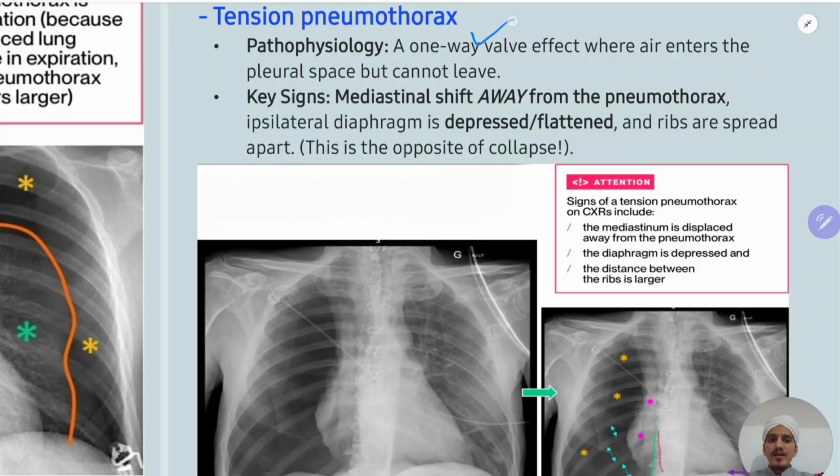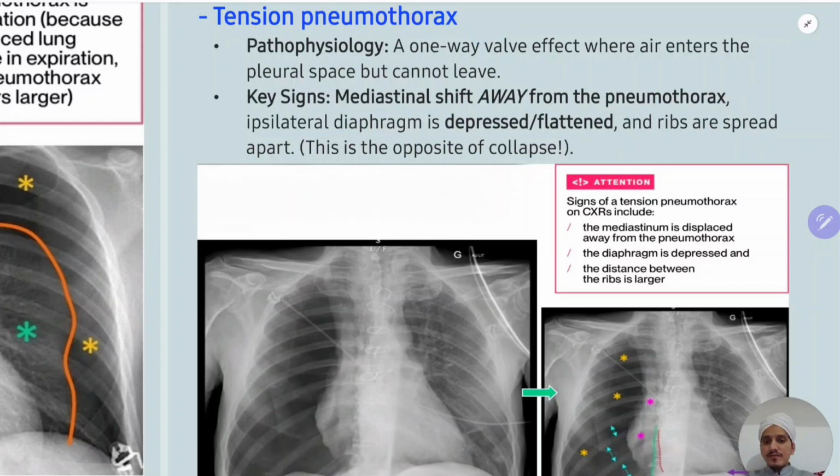So the pathophysiology is a one-way valve effect where air enters the pleura but cannot leave. The key sign is mediastinal shift away from the pneumothorax, and the ipsilateral diaphragm will be depressed or flattened, and the ribs are spread apart. This is the opposite of collapse. So you need to differentiate between tension pneumothorax and collapse of the lung. Collapse will pull the structures: the diaphragm, the mediastinum, the trachea, the fissures. So everything will be pulling. But in pneumothorax, it will be opposite. It will push the mediastinum, the diaphragm, the fissures. So this will happen in tension pneumothorax.